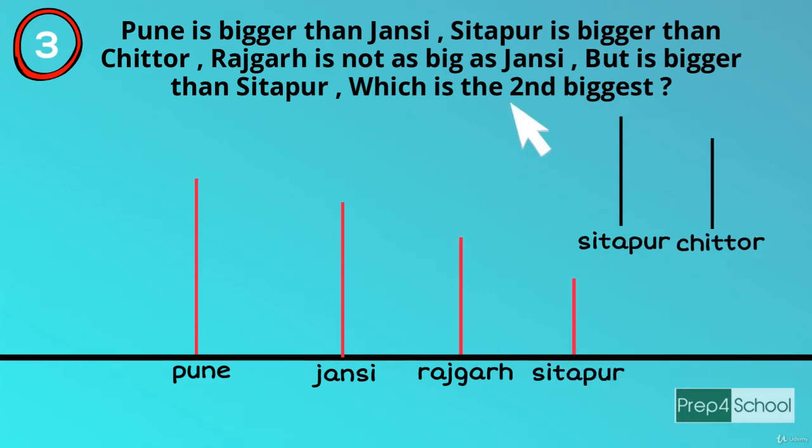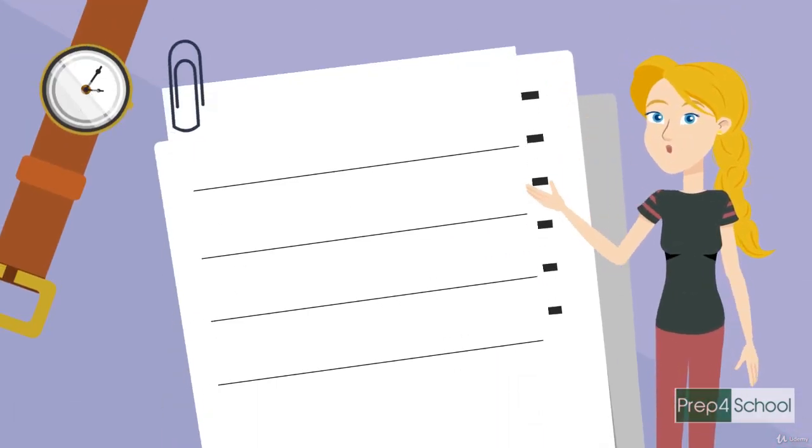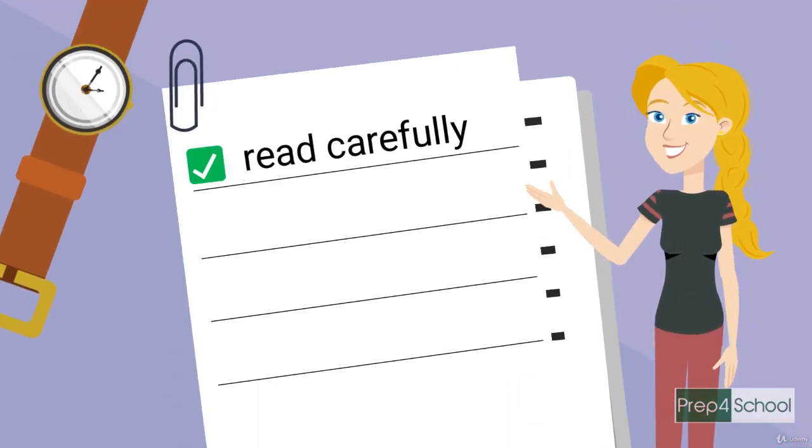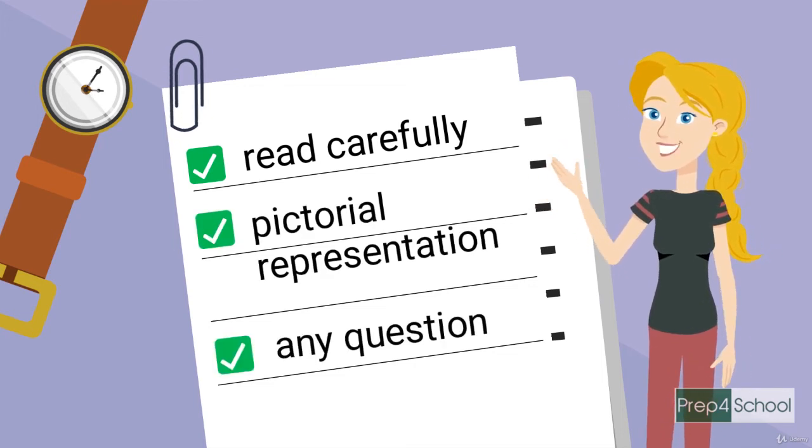Now, the question is, which is the second biggest? It is clear that Pune is bigger than Jhansi, then Rajgarh, and last is Sitapur. Hence, the answer is Jhansi. These are the basic problems related to ranking based on height or weight. Understand and carefully read each sentence and draw its corresponding diagram. You can easily do any tough question.